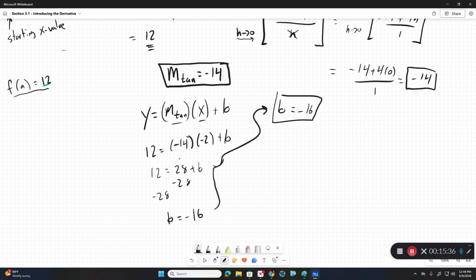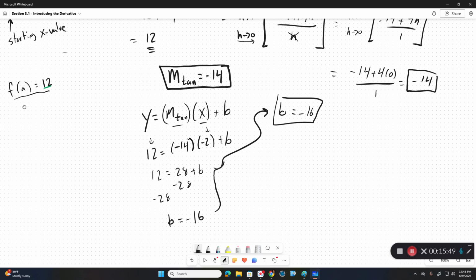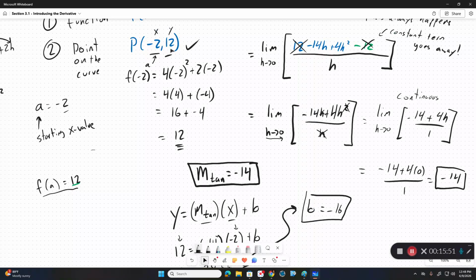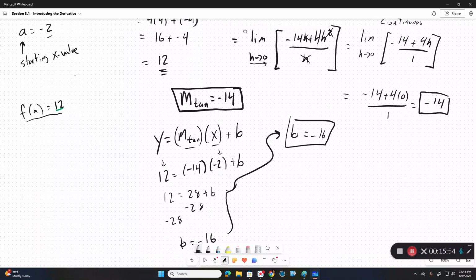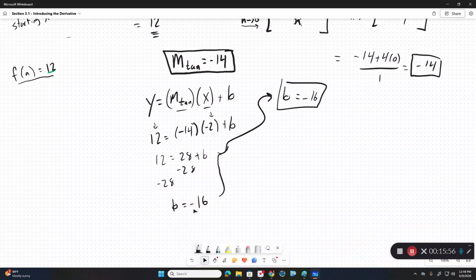Alright, hopefully you guys didn't make the same mistake I did. I actually plugged in both of these things wrong the first time, so I apologize. This is just another sign you need to take these things going slowly. Regardless, if you plug in the right numbers, f of a is positive 12 and x is negative 2, plug those two things in, you get b is negative 16.